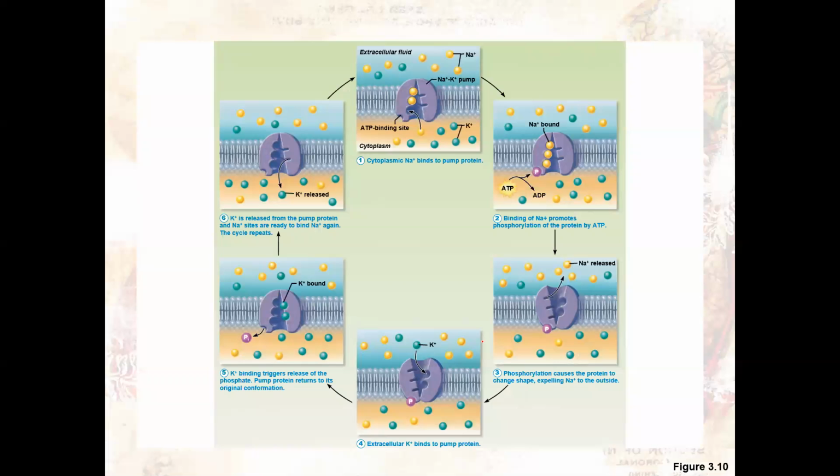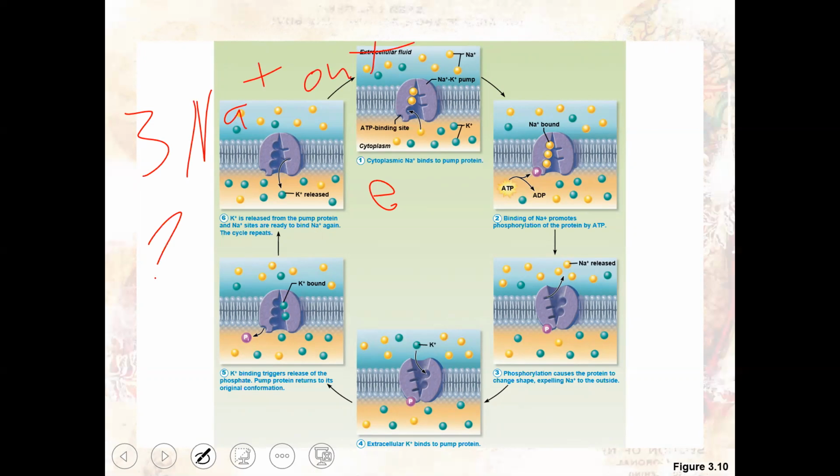Let's look at that. So here we have sodium on the inside of the cell, and it binds to that pump. Then ATP donates a phosphate and the energy therein, which changes the shape of the protein and throws that sodium out. Potassium binds to the protein, changes the shape again, and now it's pulled back in. Every time this works, we get 3 sodium out, 2 potassium in.